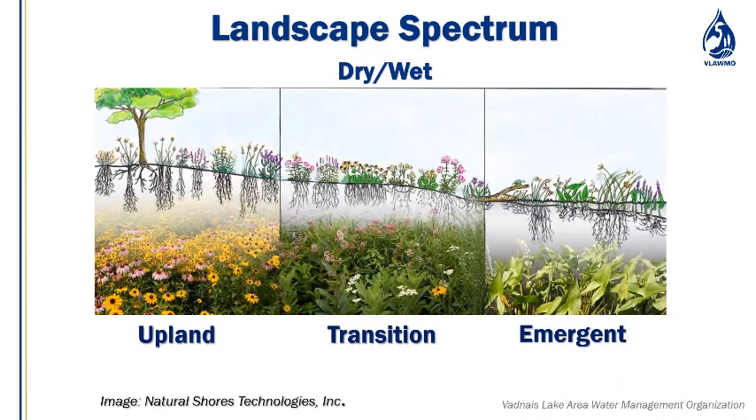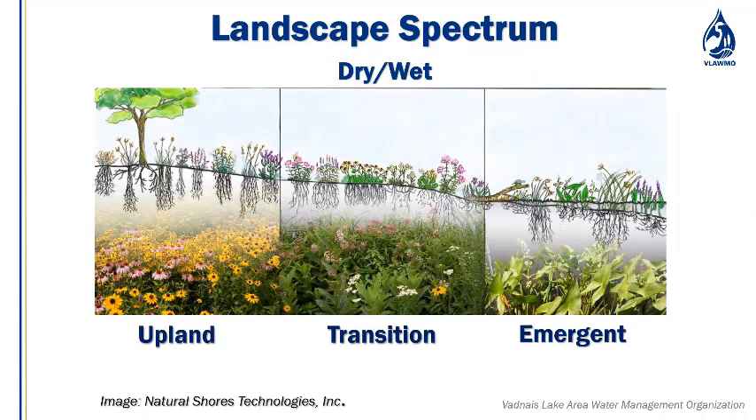The other spectrum that we have to think about is upland areas and lowland emergent areas. And that transition zone in the middle gets missed very often. It's still a valuable part between in a balanced watershed. So what we're trying to do is pick the right plants for the appropriate place.